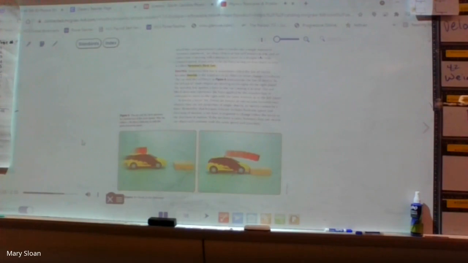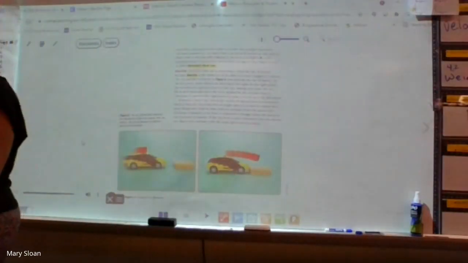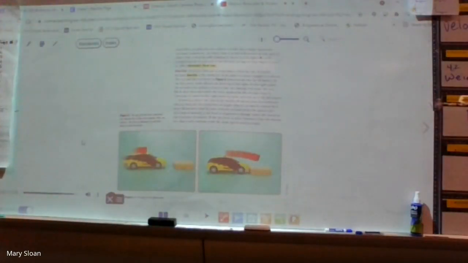Inertia. Newton's first law is sometimes called the law of inertia because inertia is the tendency of an object to resist changes in velocity. The car and the red block in Figure 8 demonstrate the law of inertia. In the left panel, both objects are moving to the right. In the right panel, the wooden box applies a force to the car, causing it to stop. The red block does not experience the force applied by the wooden box. It continues to move to the right with the same velocity as in the left panel.